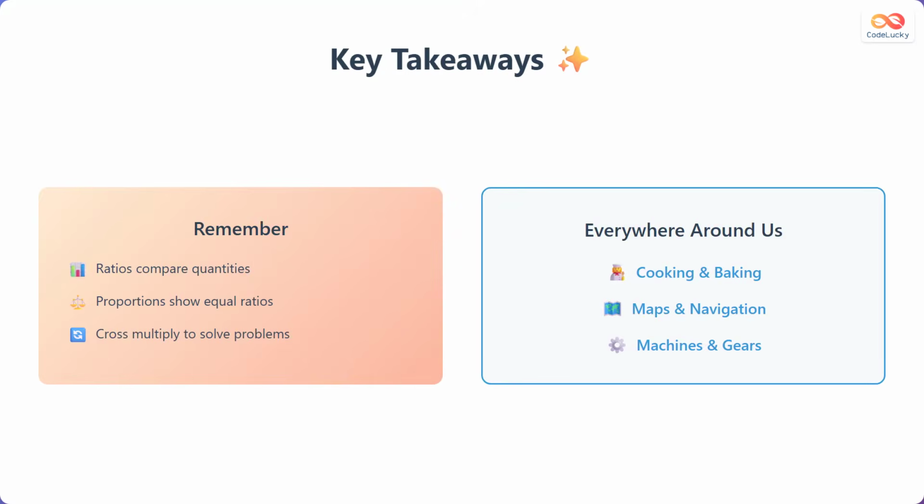Let's summarize what we've learned. Ratios compare quantities, proportions show equal ratios, and we can use cross-multiplication to solve problems involving proportions. Ratios and proportions are everywhere around us, from cooking and baking to understanding maps and navigation, and even in machines and gears. Understanding these concepts helps us make sense of the world and solve practical problems.